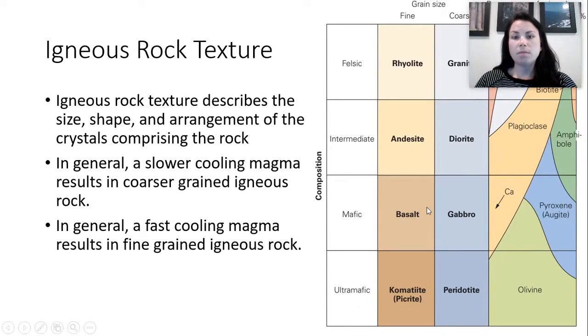So this is a summary again of the different rock textures. For the composition, we have felsic, intermediate, mafic, and ultramafic, and these ultimately correspond to different mineral compositions. And we have grain size, so fine grain and coarse grain, and these are the most common igneous rocks that we have. The texture describes the size, shape, and arrangement of the crystals. Generally speaking, slower cooling magma has coarser grains, and faster cooling magma has finer grains.